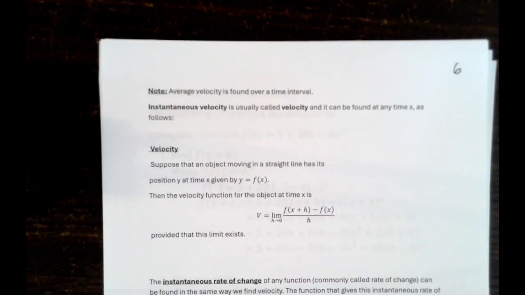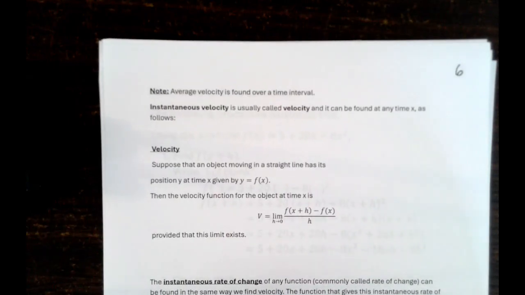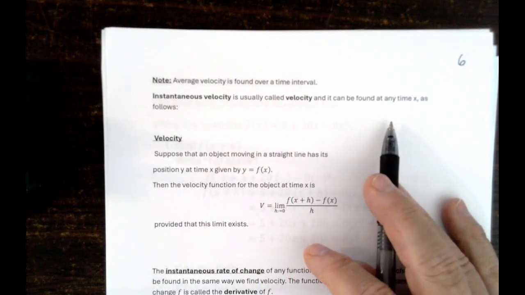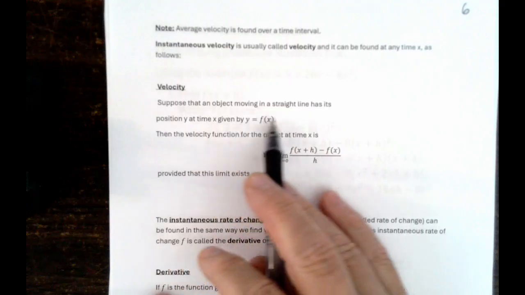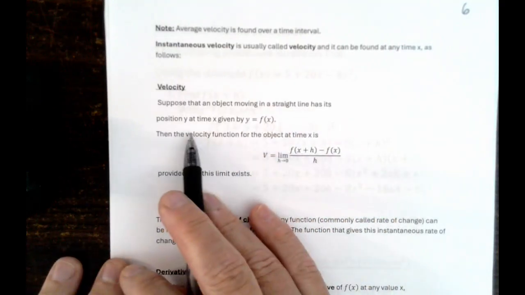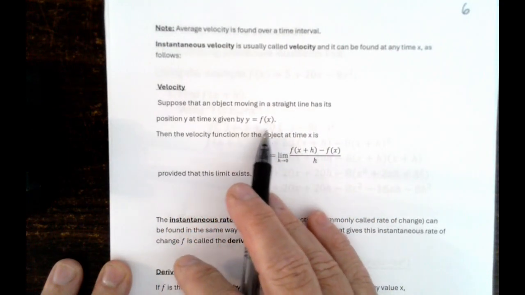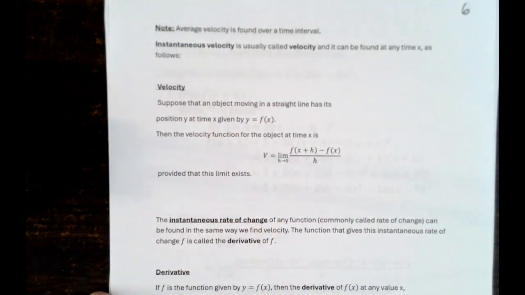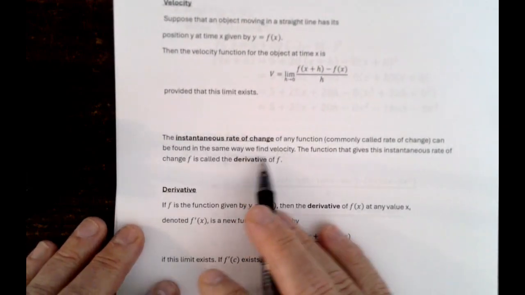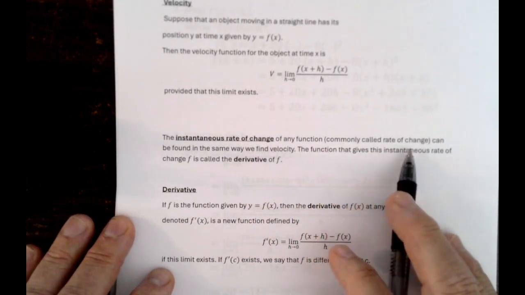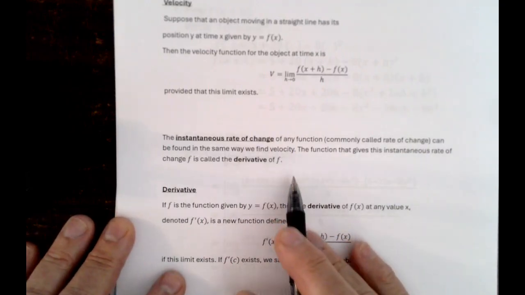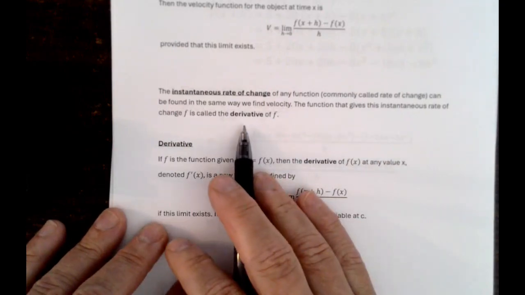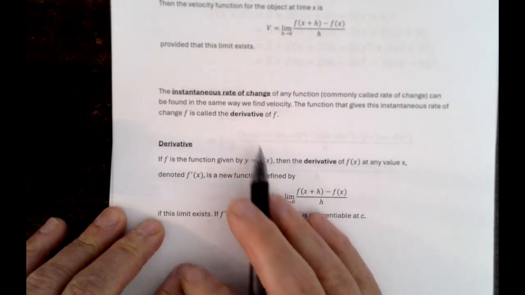So note, average velocity is found over a time interval. Instantaneous velocity, or velocity, can be found at any time x, as follows. Suppose an object is moving in a straight line with position y at time x given by the function, then the velocity function is simply the limit that we just looked at in the last problem. Instantaneous rate of change of any function, commonly called rate of change, can be found in the same way we find velocity. The function that gives this instantaneous rate of change is called the derivative. This is a very important concept in this chapter.